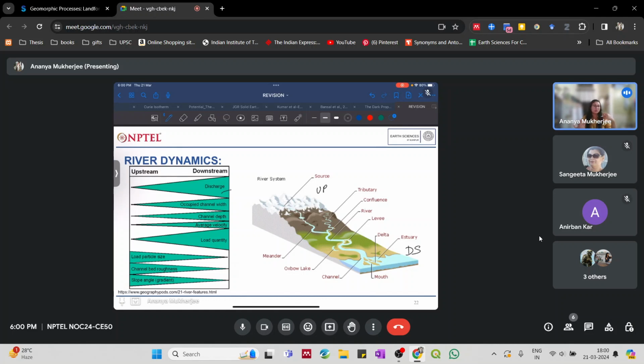And when the river is coming downstream, downstream will always have more discharge, the width increases, and the channel depth also increases, keeping other factors in balance. The increase in average velocity is not very large, but obviously it will have more velocity than the upstream part of the river, and more load, like the finer sediments and the medium sized sediments. The quantity of these sediments increases in the downstream part of the river.